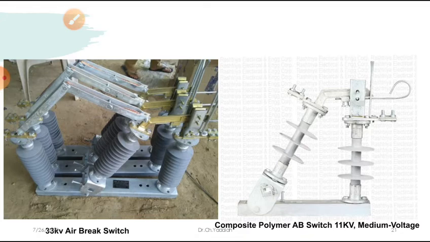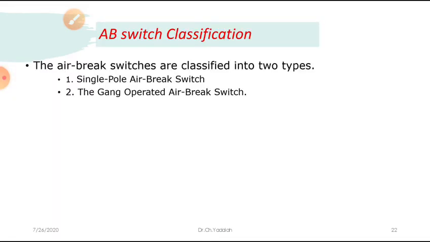So based on this one, air brake switches are classified into two types mainly. One is a single pole air brake switch, another is the gang operated air brake switch. The single pole AB switch is used for opening of only one conductor, whereas for the opening of more than one conductor, that means Y phase, B phase, the remaining two phases at a time, the gang operated AB switch is used. The switches which open together are called the gang switches.